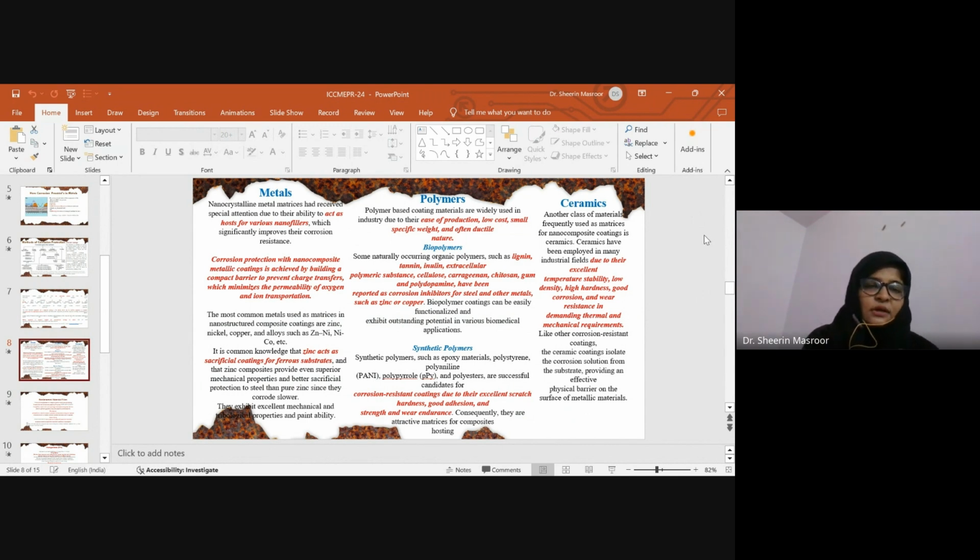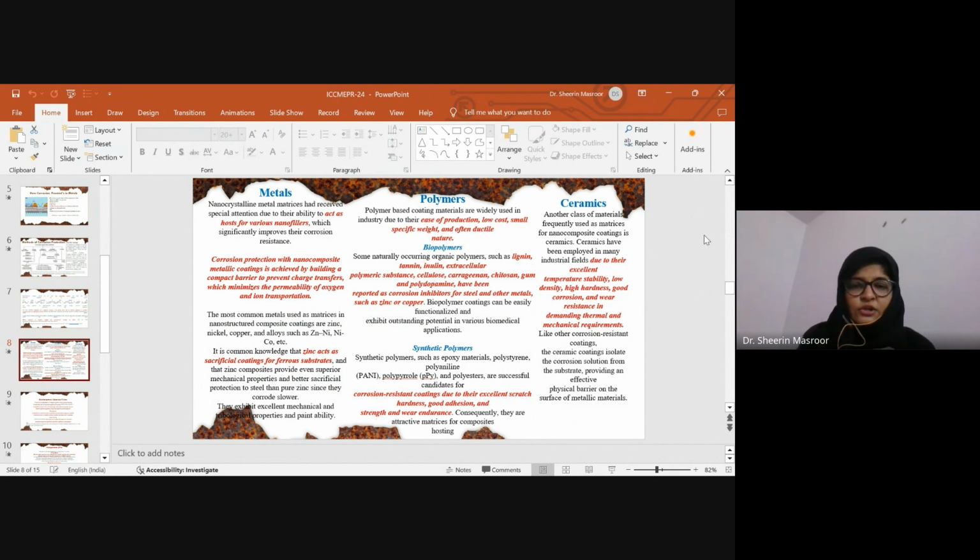The next matrix is the polymers. Polymers have been used widely because they are easy to produce, low in cost, not much in weight, and ductile in nature. Polymers are divided into two classes: biopolymers or natural polymers, and synthetic polymers.